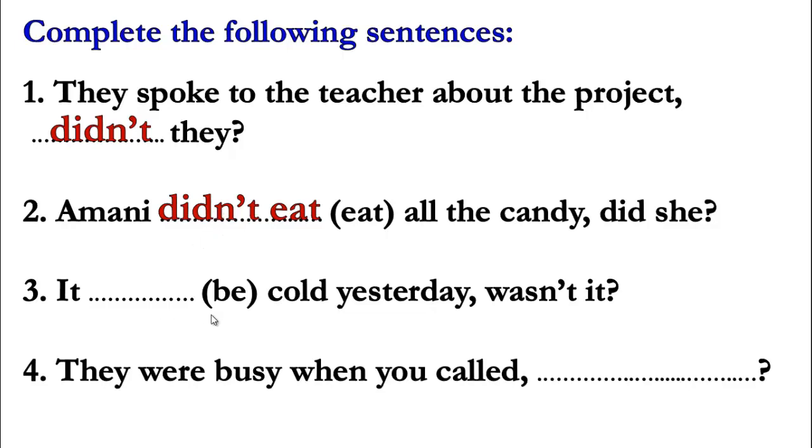Number 3: it, space, here, be called yesterday, wasn't it? If you look here, you are going to find it in the negative form. So the sentence must be in the positive form. Excellent. It's going to be was. So, it was called yesterday, wasn't it? Number 4: they were busy when you called. Can you see the sentence? Excellent. So it's going to become what here? Weren't they? Weren't they?